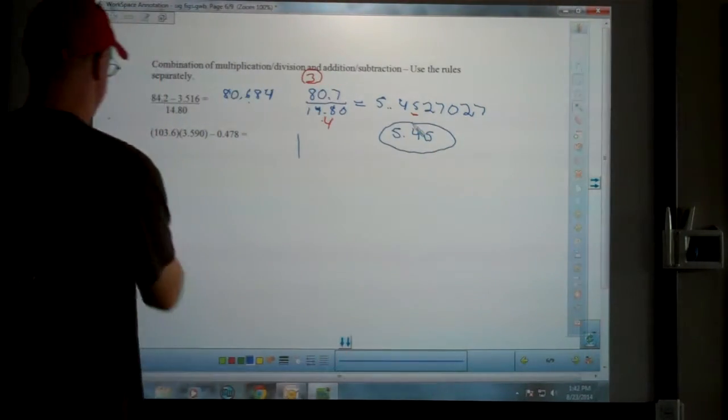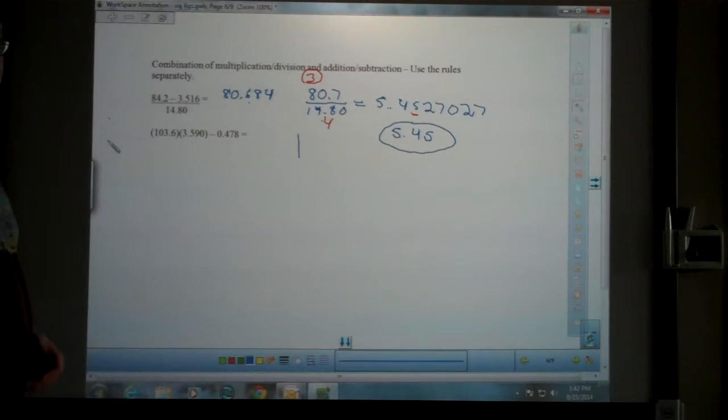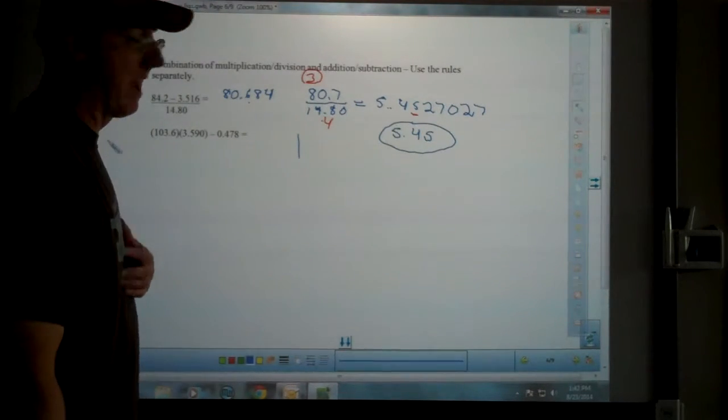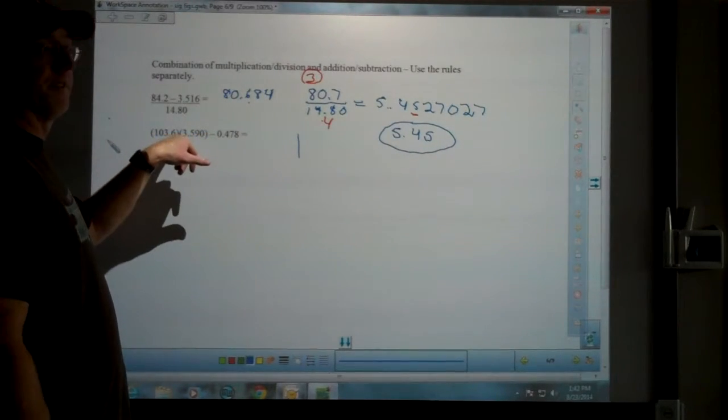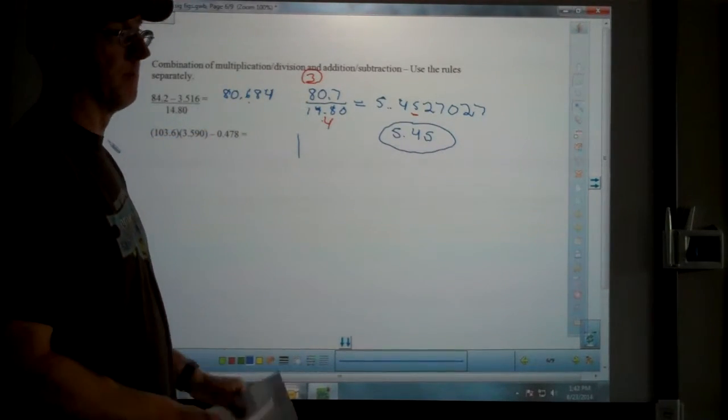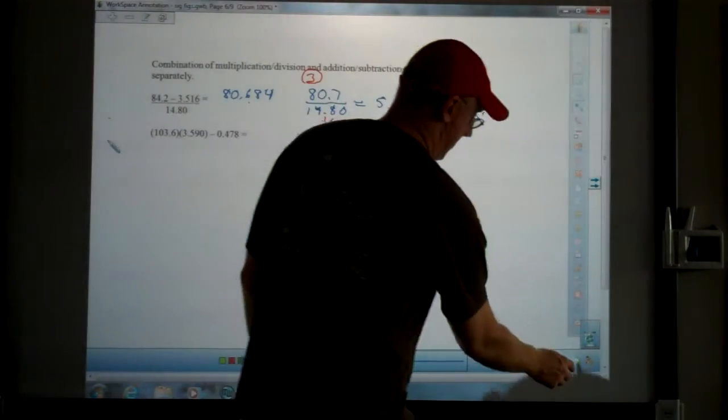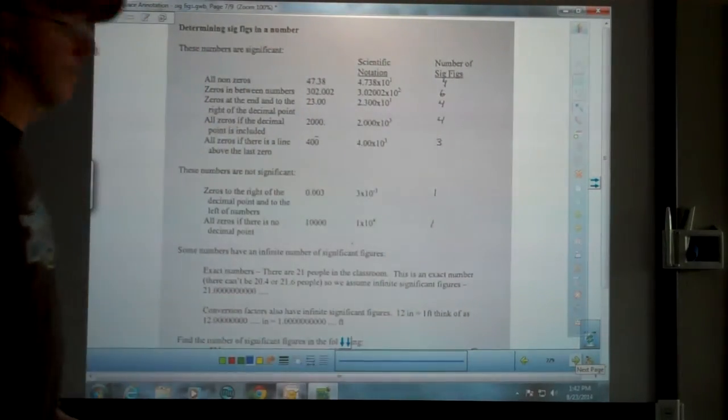Okay, so again, you got to use your rules separately. So go ahead and take a look at that if you want. You can do that second one, but as far as the rules in the second one, you do the multiplication first, significant figures, and then subtraction, decimal place.